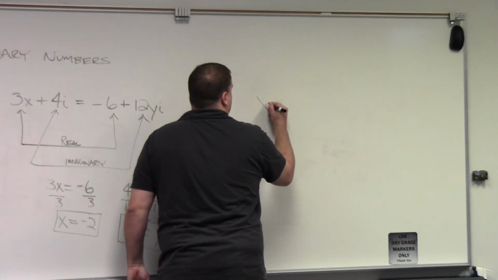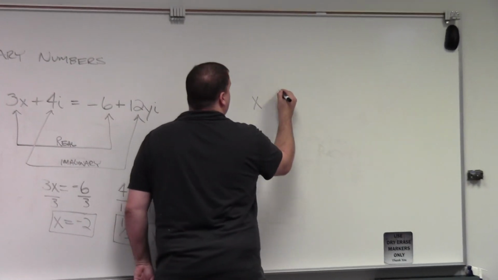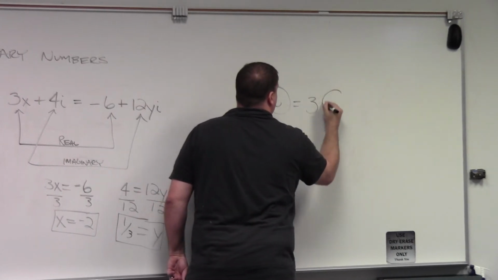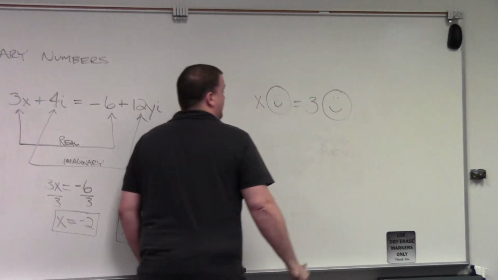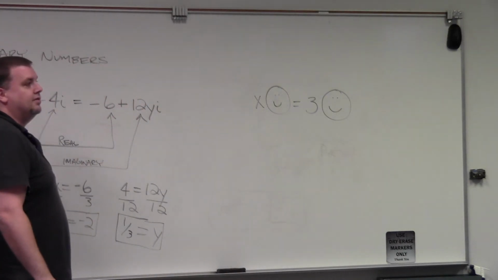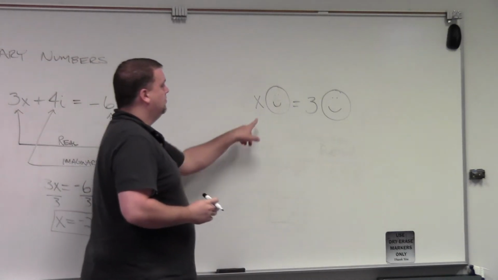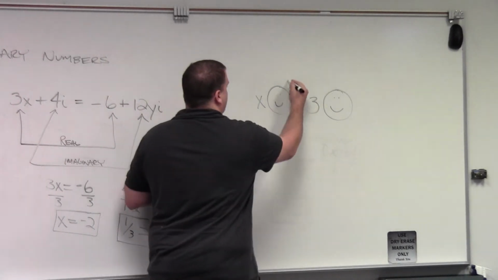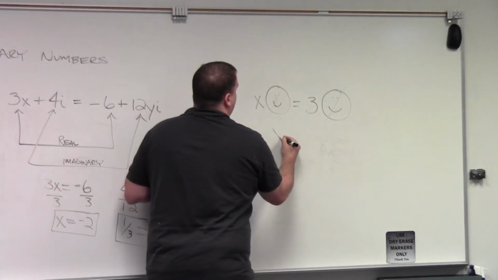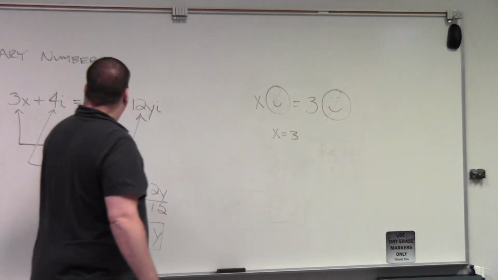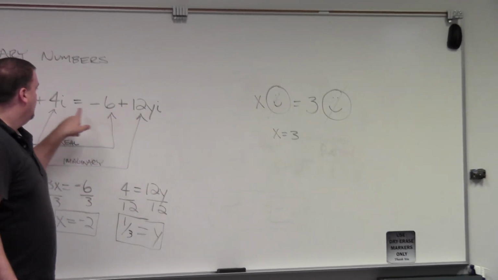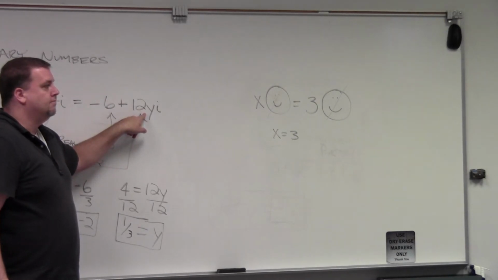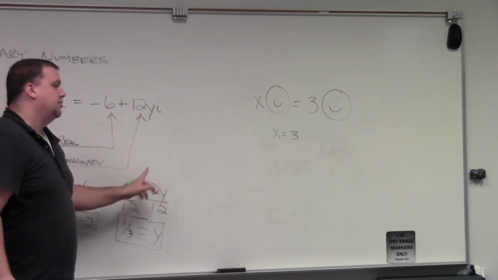Let's say I have x, don't laugh, smiley face, equal to 3, smiley face. What would x have to be equal to? X has to be equal to 3. Does it really matter if the smiling face is there or not? No. That's why we're only really interested in the coefficients there. The i really doesn't matter. We're just interested that 4 has to be equal to that 12y. Because if you put the i's in there, you're going to have to cancel them out anyway.